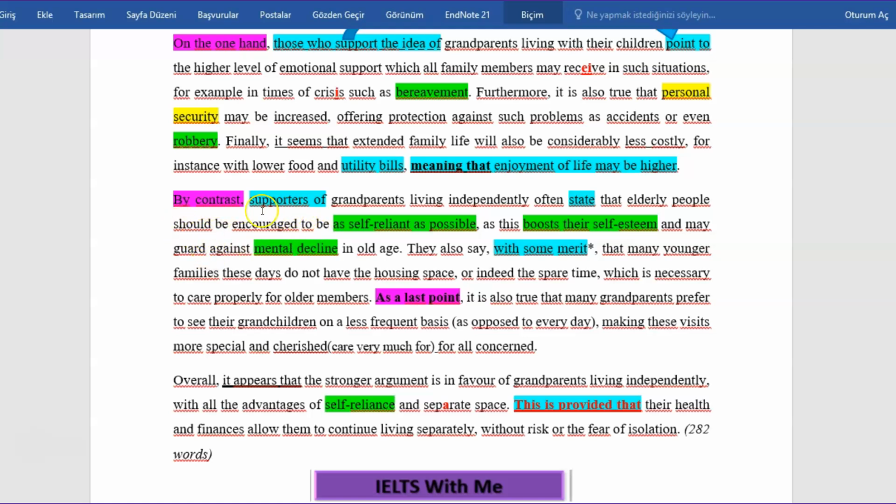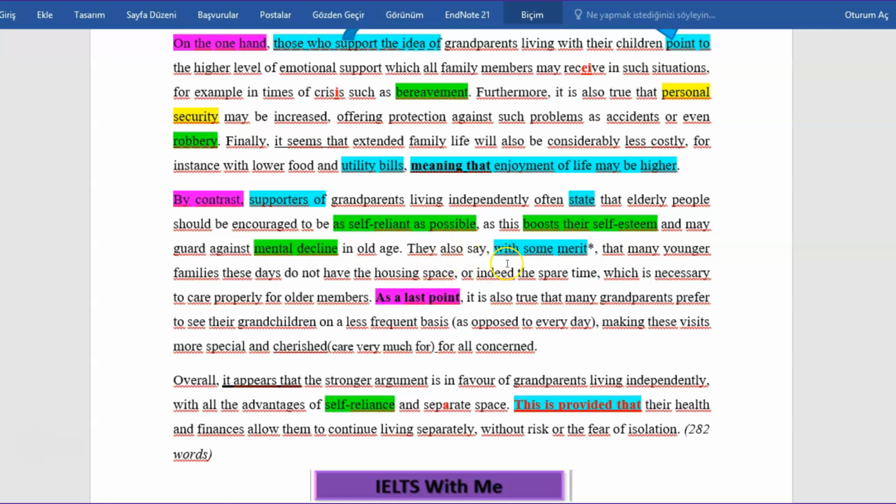Pay attention to usage of passive form, right? To be encouraged to be as self-reliant as possible, as this boosts their self-esteem and may guard against mental decline in old age, such as, for example, Alzheimer's, dementia, etc.